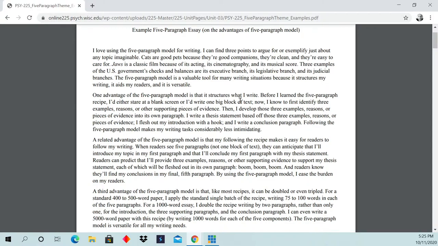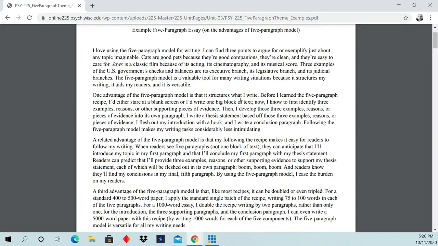So listen, before I learned the five-paragraph recipe, I'd either stare at a blank screen or I'd write one big block of text. Now I know to first identify three examples, reasons, or other supporting pieces of evidence. Then I develop those three examples, reasons, or pieces of evidence into its own paragraph. I write a thesis statement based off those three examples, reasons, or pieces of evidence. I flesh out my introduction with a hook, and I write a conclusion paragraph. Following the five-paragraph model makes my writing task considerably less intimidating.